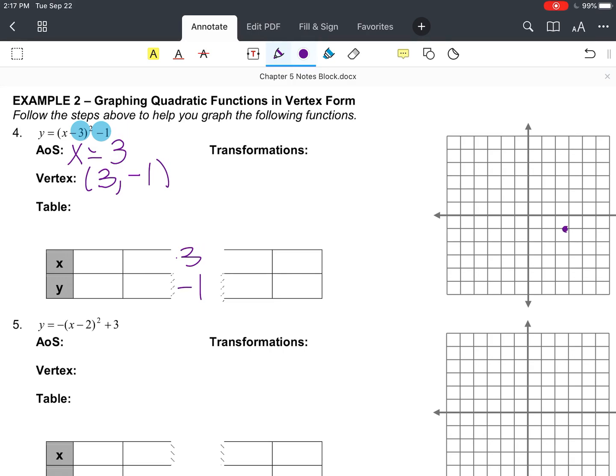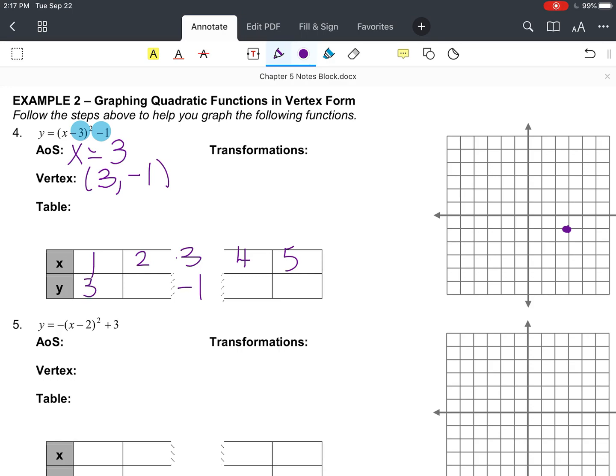1, 2, 3. So right 3, down 1. So this is my vertex. I want to choose points to the right and to the left of my vertex to make sure that I'm getting the complete picture. At this point, you can substitute in. If you wanted to start with 1, you could substitute 1 in for x. If you wanted to use your graphing calculator and go to the table function, you would put your y equals (x - 3) quantity squared - 1 in your graphing calculator and then press second table, which is graph. It'll give you these points too.